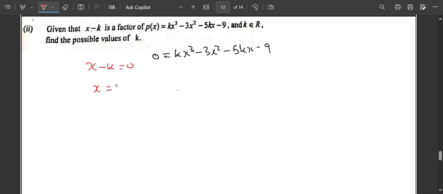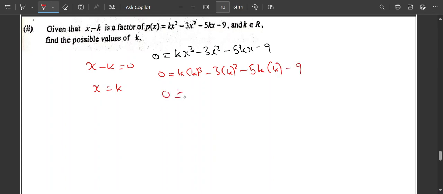So x is equal to k. So wherever there is x, I'll put k, so that I can have one thing. So I'll say 0 is equal to k cubed, wherever there is k cubed, then minus 3k squared, minus 5k, open bracket, k minus 9, like that.